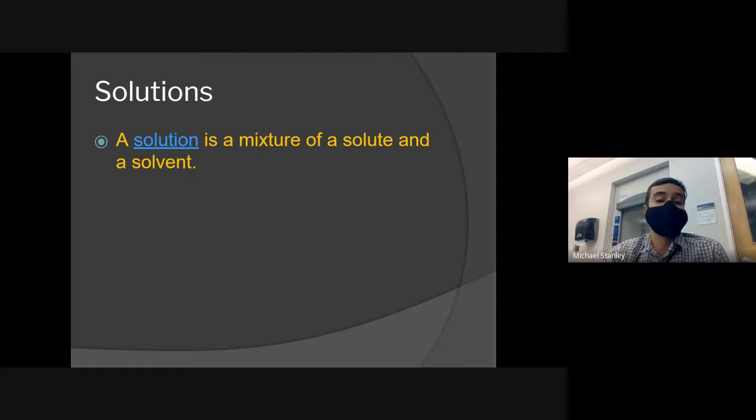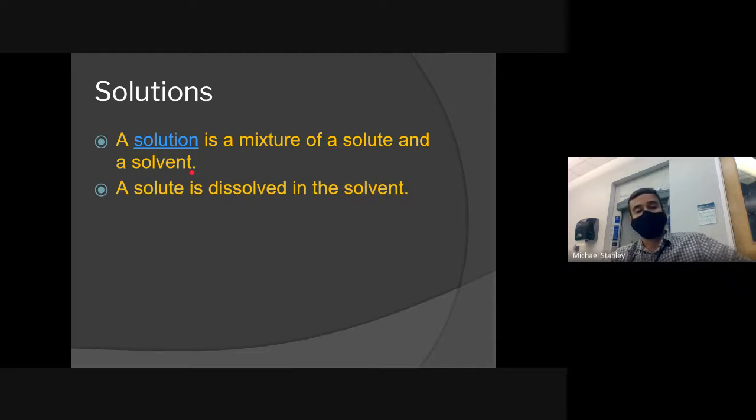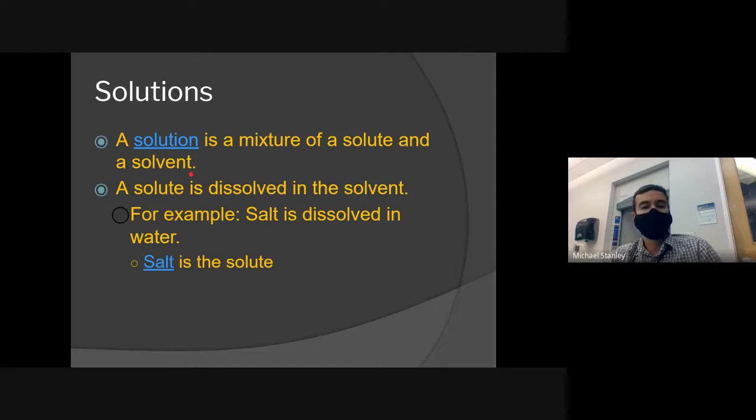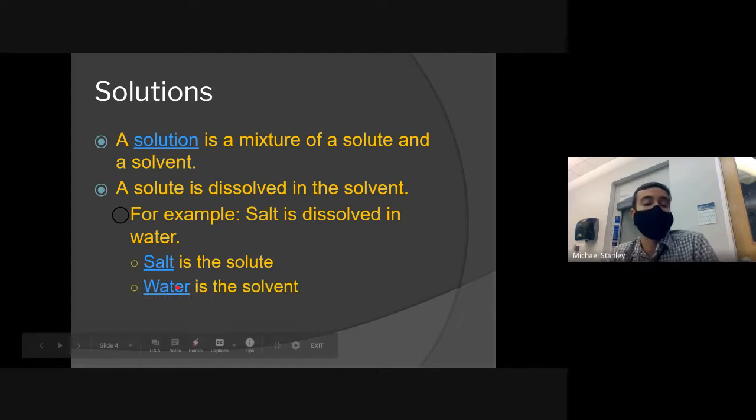A big thing that we talked about was solutions, where we have a solute and a solvent. So solutes are things like salts and sugars and proteins and amino acids and other things that are floating around in cells. And water, for the most part, is our solvent. It's what all of our dissolved stuff is floating in. So the more solute that you have in solution, the less water that you'll have.